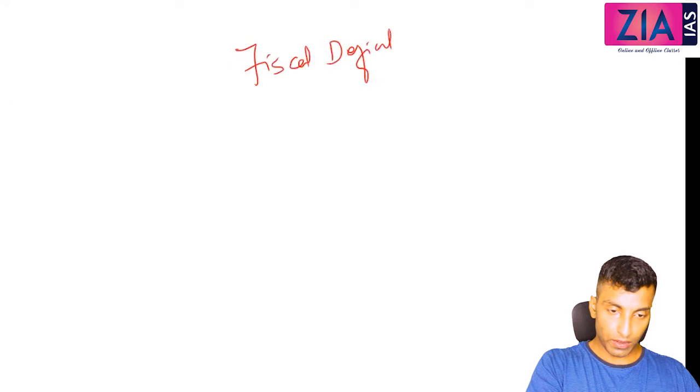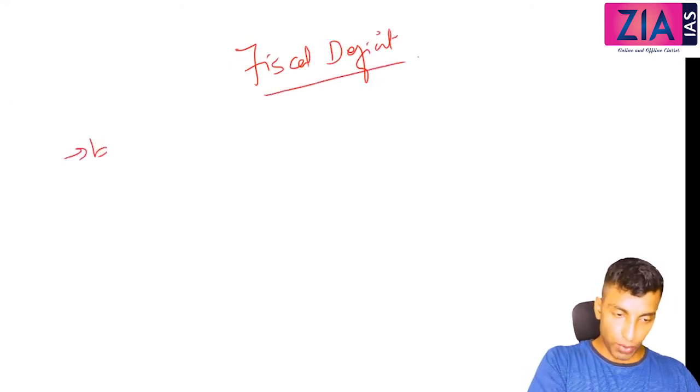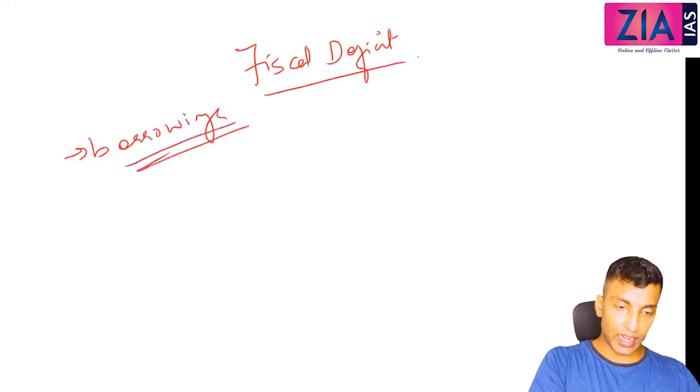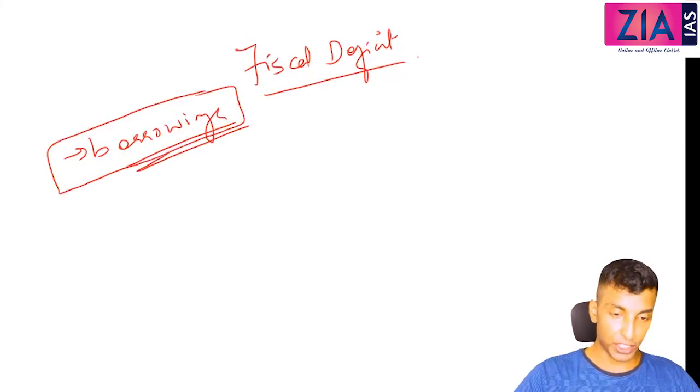We will discuss fiscal deficit. Okay, fiscal deficit. See, fiscal deficit means it's actually borrowings only. So you can write the technical definition, then I will explain what you mean by this borrowing. Okay, just write the technical definition.